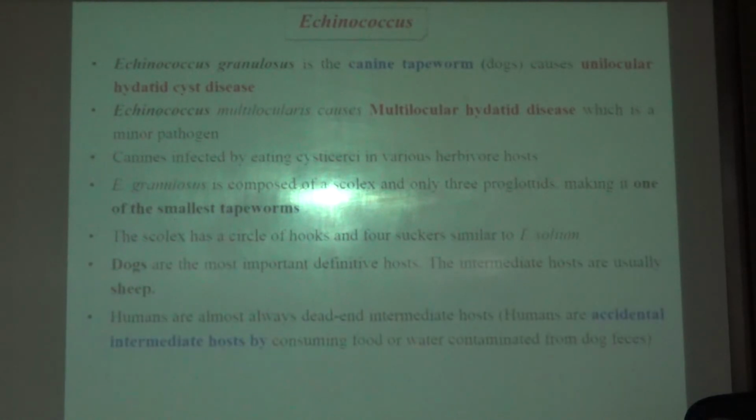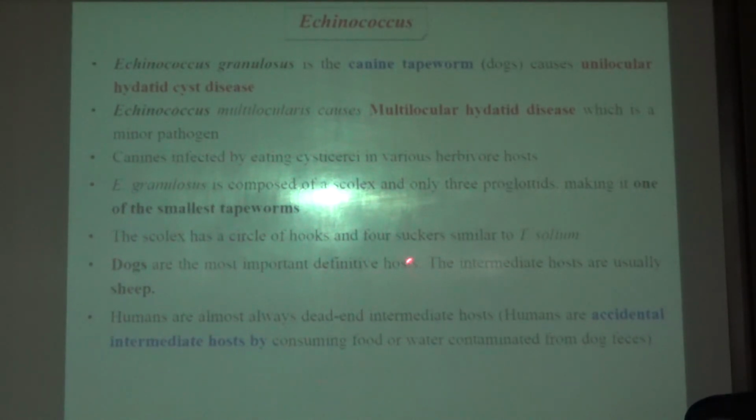Echinococcus, if you see, is also known as the dog tapeworm. In this case, human beings are accidental hosts. Echinococcus granulosus causes unilocular hydatid cyst disease. There is one more organism which is not important because we rarely see a disease due to it, Echinococcus multilocularis, which causes multilocular hydatid disease. Echinococcus granulosus is composed of a scolex and only three proglottids, making it one of the smallest tapeworms. Dogs are the most important definitive host, so it is mostly seen in dogs.